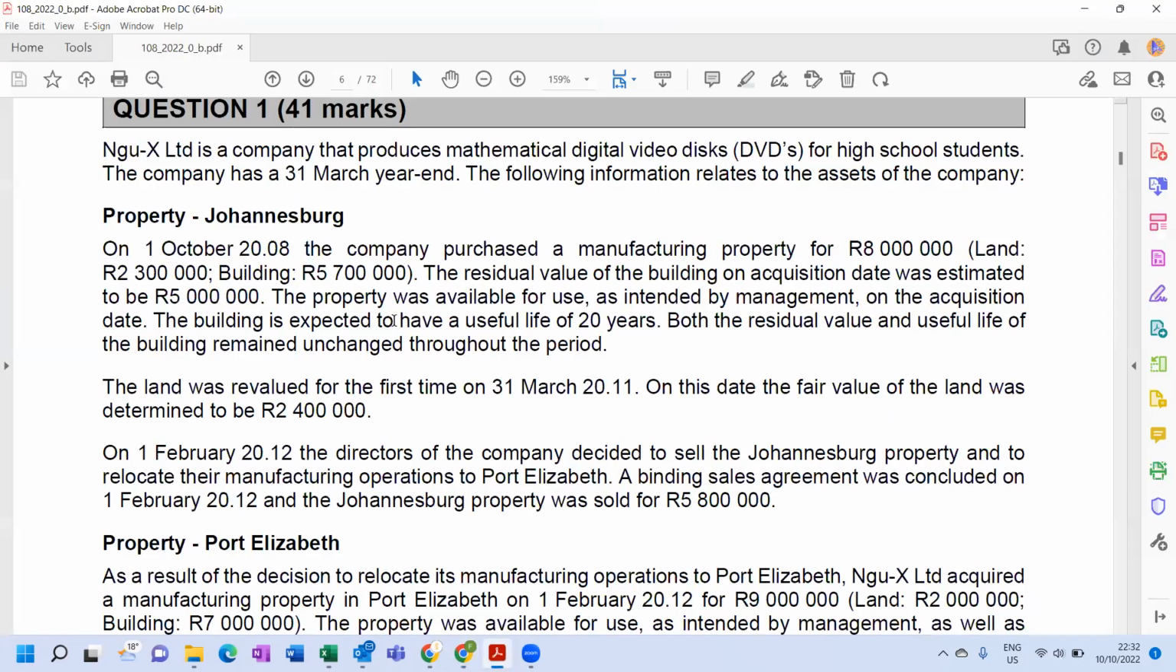So Johannesburg is done. I've accounted for costs and accumulated depreciation. I know there were no additions. I've accounted for the disposal, and I've accounted for depreciation during the current year. Okay, so I'm happy with that.